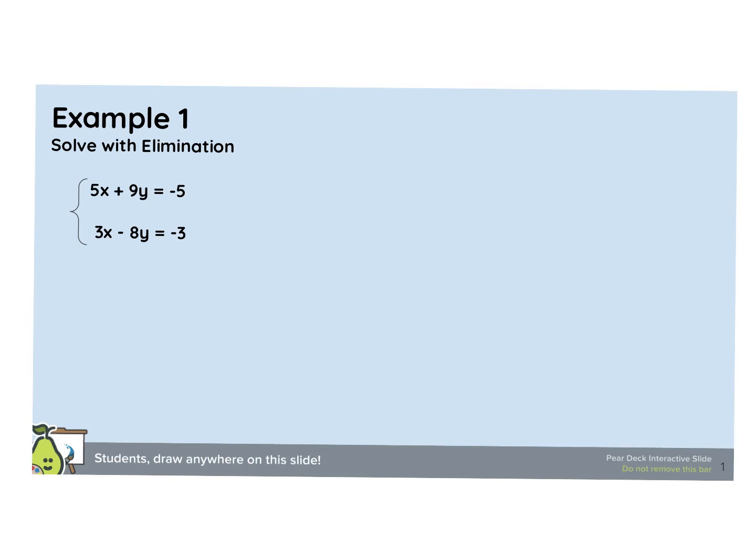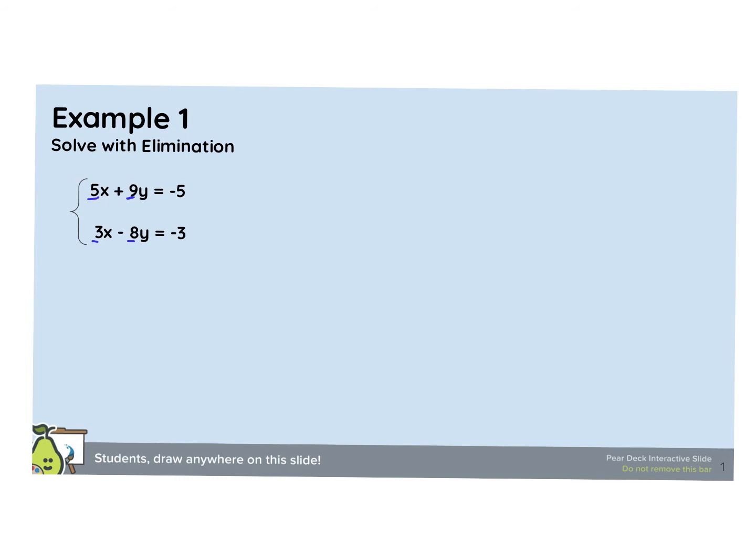If I look at the coefficients for x, I have a 5 and a 3. Those are not the same, so I can't add or subtract to get rid of my x's. If I look at my y's, I have a 9 and an 8. Those also are different, so I can't just add or subtract to get rid of them. So I have to multiply first to make these coefficients equal the same thing.